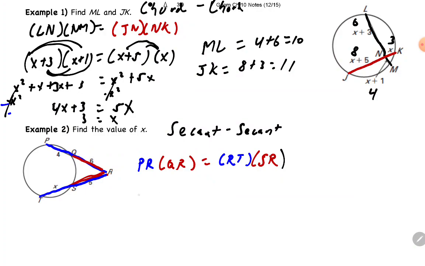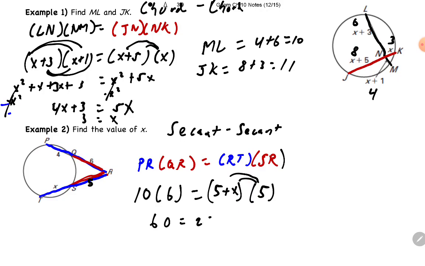So PR is 4 plus 6, which is 10, times QR, which is 6, is equal to RT, which is 5 plus x. That's a 5 there. And SR, which is 5. So I'll get 60 equals, distribute, 25 plus 5x. So 35 equals 5x, so x equals 7.